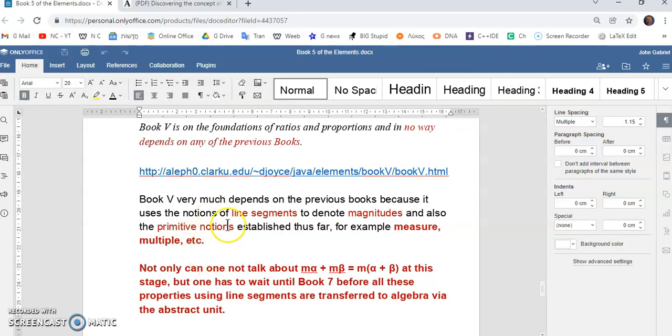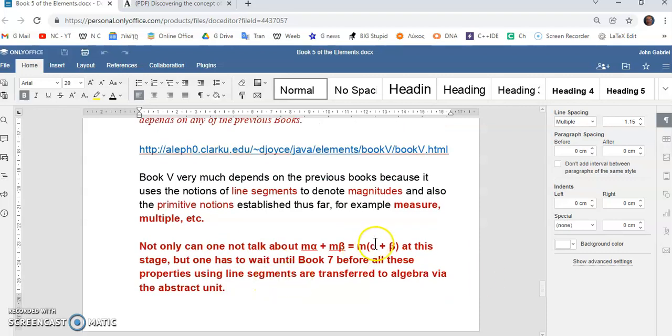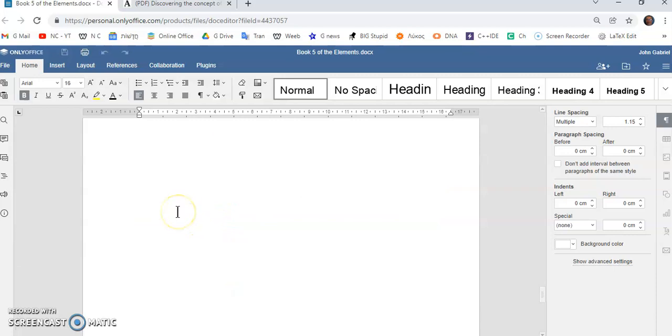Okay, so Book 5 very much depends on the previous books because it uses line segments to denote magnitudes and also the other primitive notions. So for example, measure, multiple, etc., all those are stated primitively in terms of magnitudes. So now, not only can one not talk about m times alpha plus m times beta is equal to m times alpha plus beta at this stage, but one has to wait until Book 7 before all these properties are transferred through to algebra via the abstract unit. Okay, and that's proposition 1.